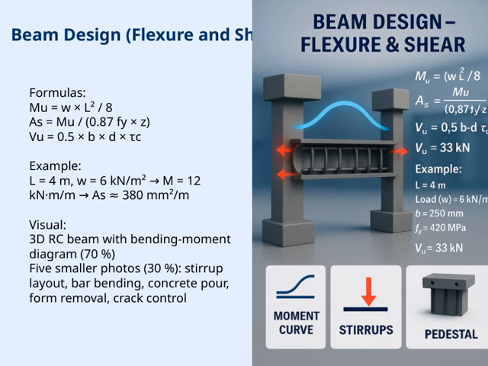Now visually, we see a 3D model of a reinforced concrete beam with the bending moment diagram, which accounts for about 70% of the slide. Surrounding that, there are 5 smaller photos showing the stirrup layout, bar bending, concrete pouring, form removal, and crack control. These images illustrate the practical steps in the beam's construction process.